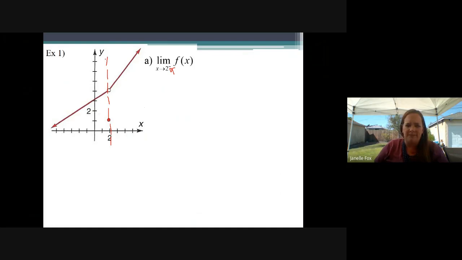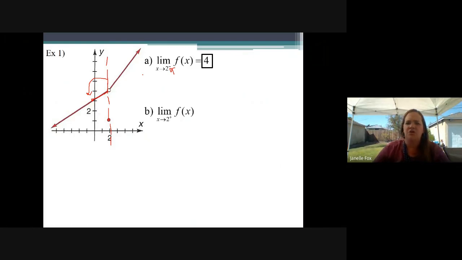So if I'm approaching this target line from the left, that means I'm going to go over here to the left-hand side. I'm going to hop on the curve somewhere, and then I'm going to start inching my way in towards the target value. As I'm inching my way in, what y value am I getting closer and closer and closer to? Well, it looks like right here, 1, 2, 3, 4. The y value that I'm closer and closer and closer to is 4, and that is the answer.